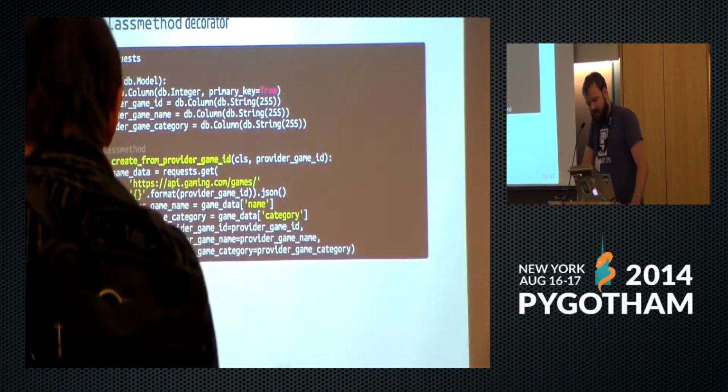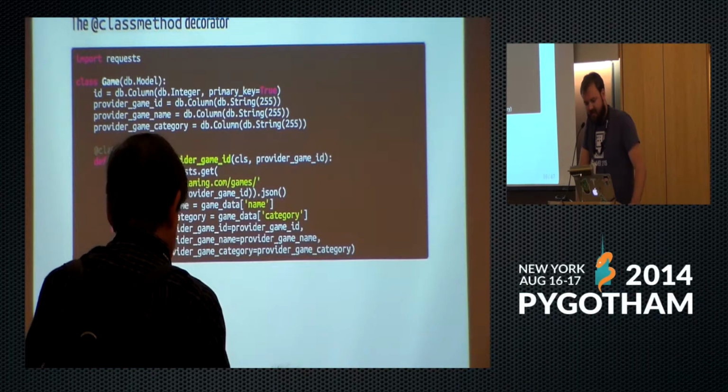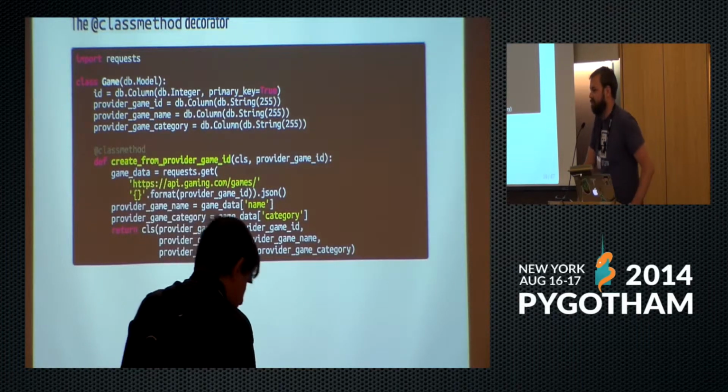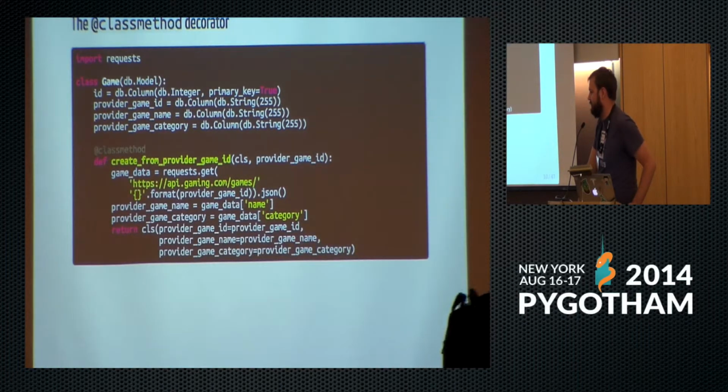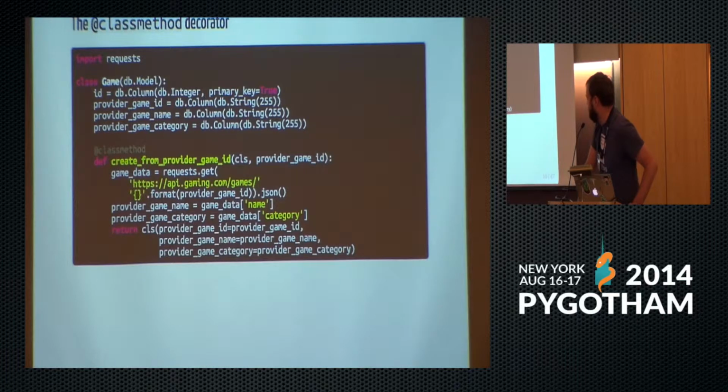So the next thing we may want to do is use the class method decorator. If you haven't seen this before, it's a pretty cool little function of Python. Basically, by adding the class method decorator, it just makes that method available on the class object. And what gets passed in, where it's usually self, is the class that's being passed in.